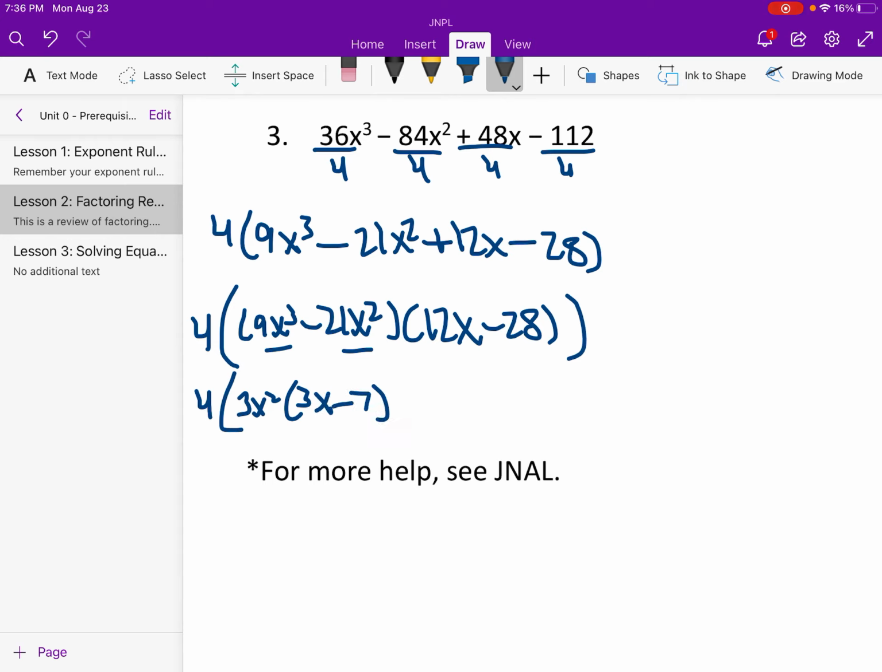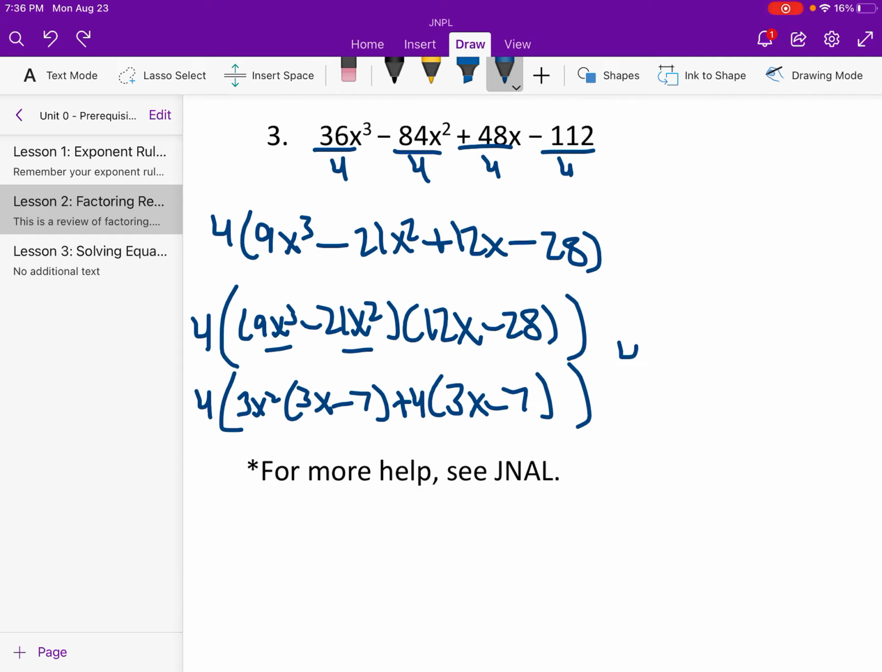Okay? For this part, can we divide out a number? Yes, that'd be 4. Then, can we divide out an x? No, because there's not an x on the 28 part. That would give us 3x minus 7. And how we knew we grouped correctly is because those two things are the same thing.